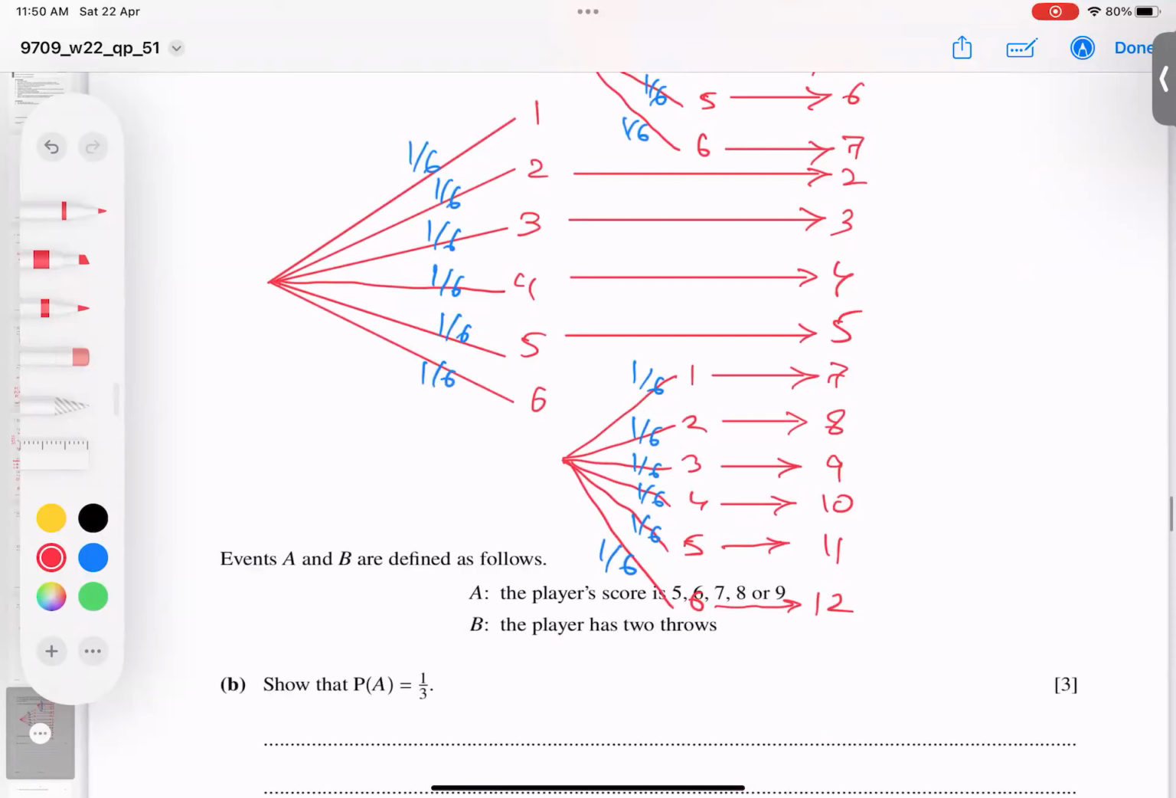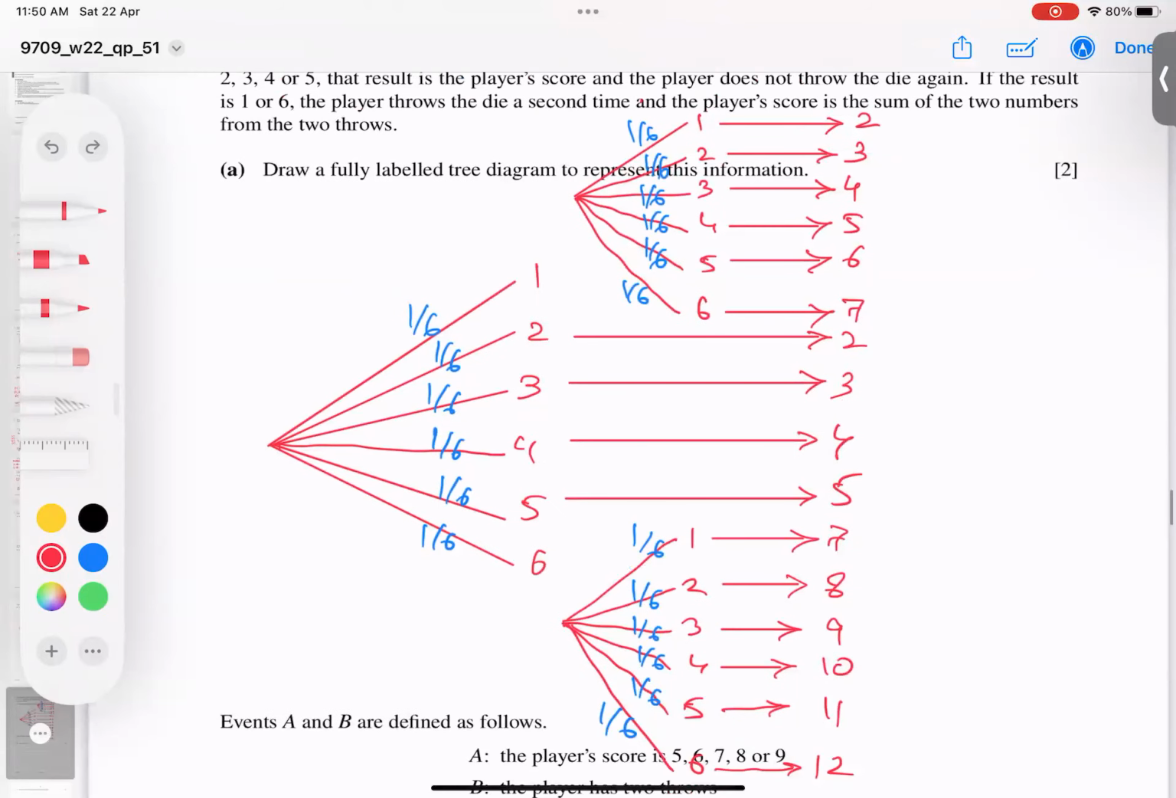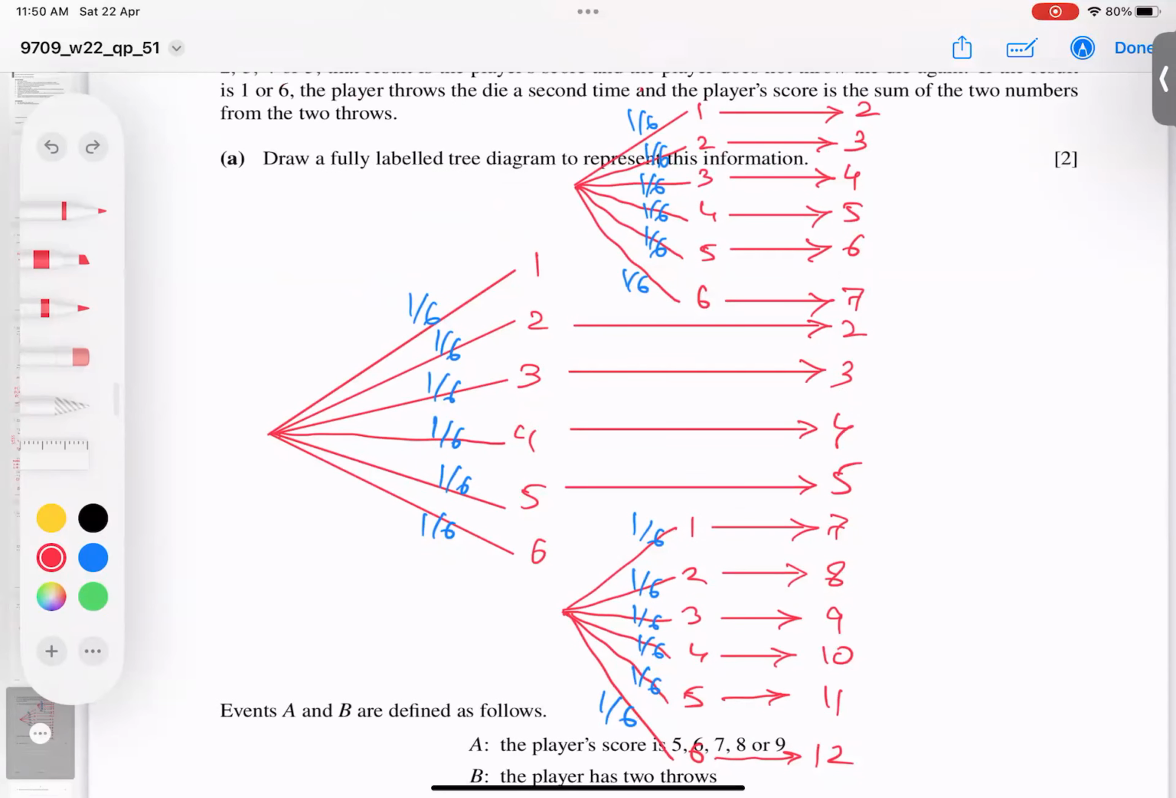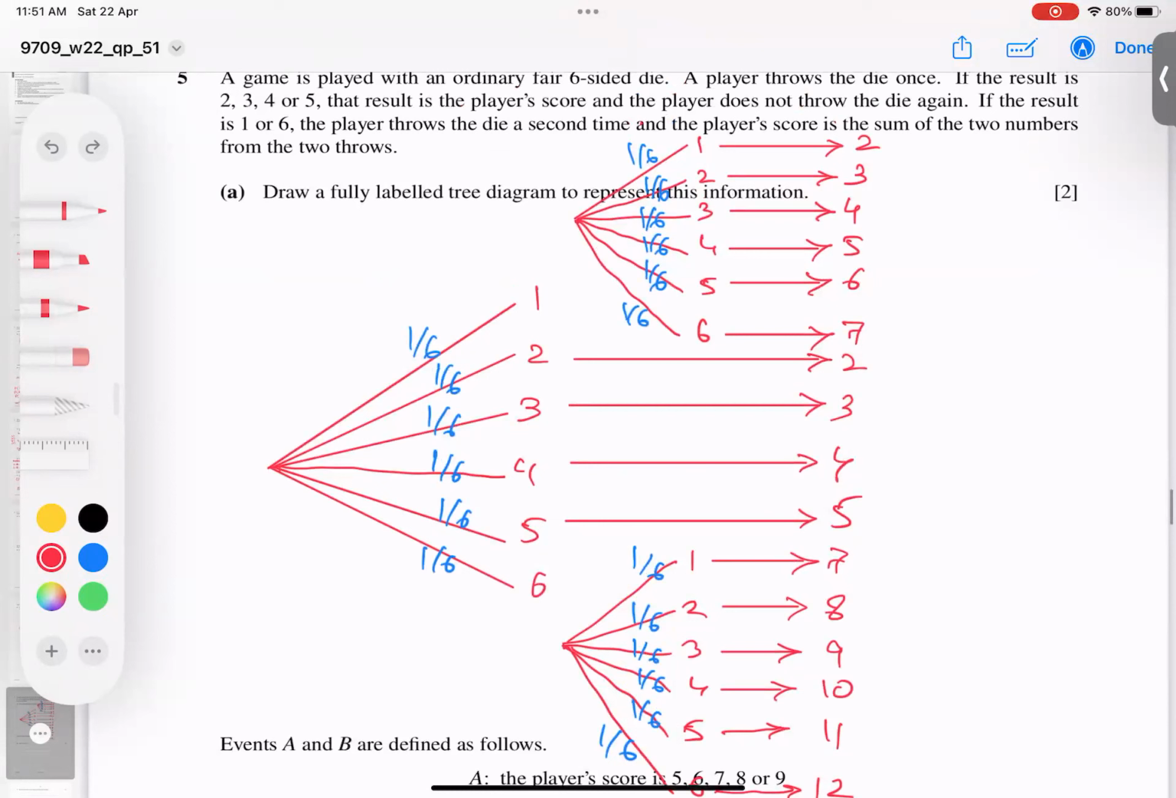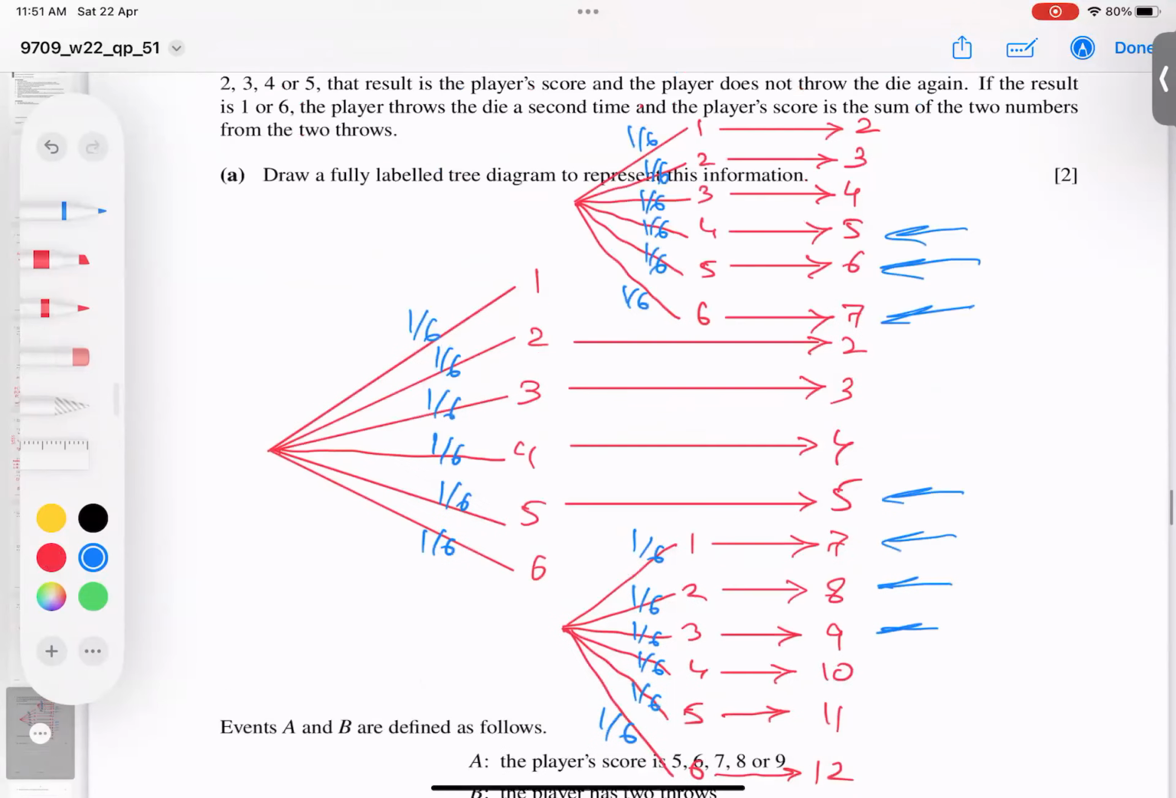What is the probability that the player's score is 5, 6, 7, 8, 9? So where are 5, 6, 7, 8, 9? Let's see. Okay, I marked them first of all. 5, 6, 7. 5, 6, 6 is not there. 5, 7, 8, 9. Yeah, okay.